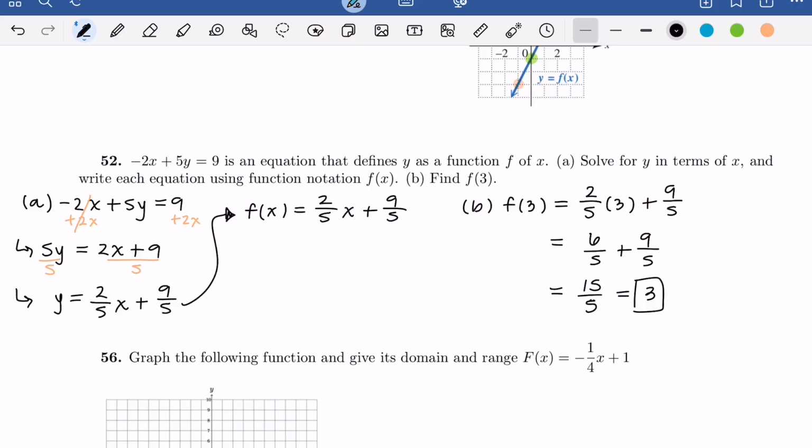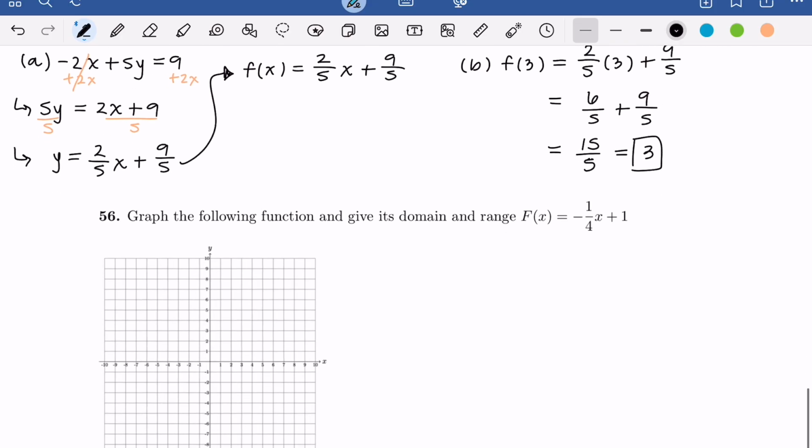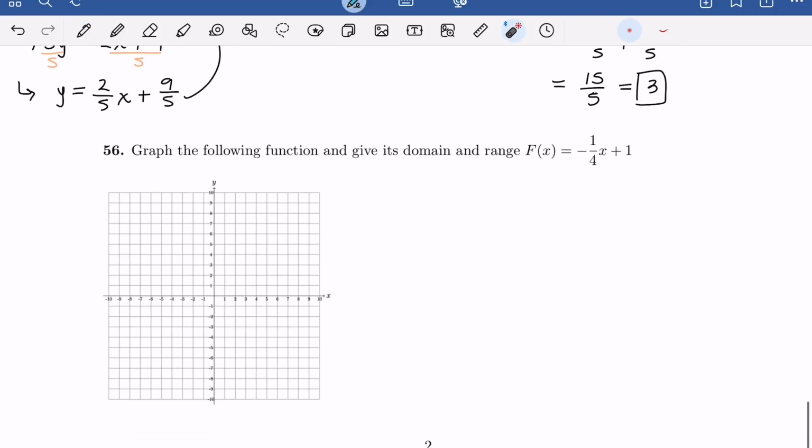All right, so that's it for that question. And then we move on to our last question in this video here. So we want to graph this function and give its domain and range. The function is -1/4 x plus 1. So we automatically know that this is in point slope form, so we can easily graph this.